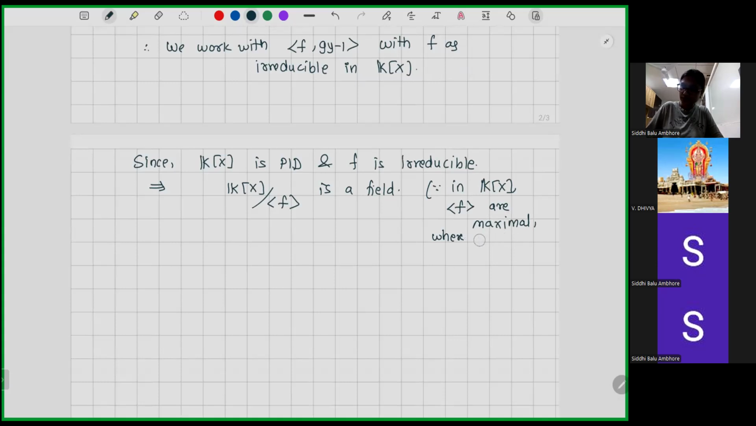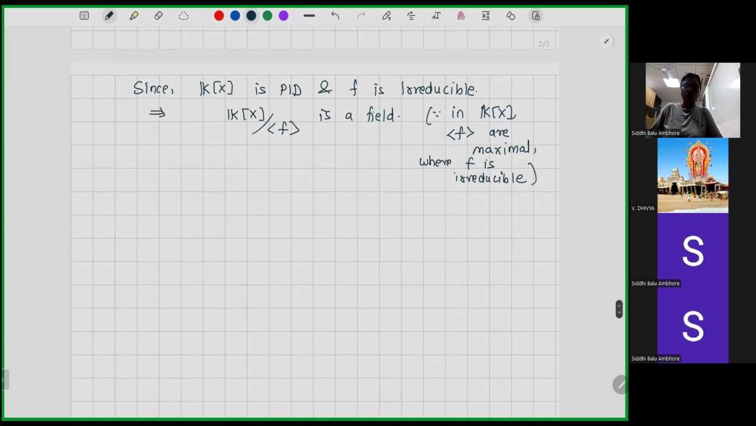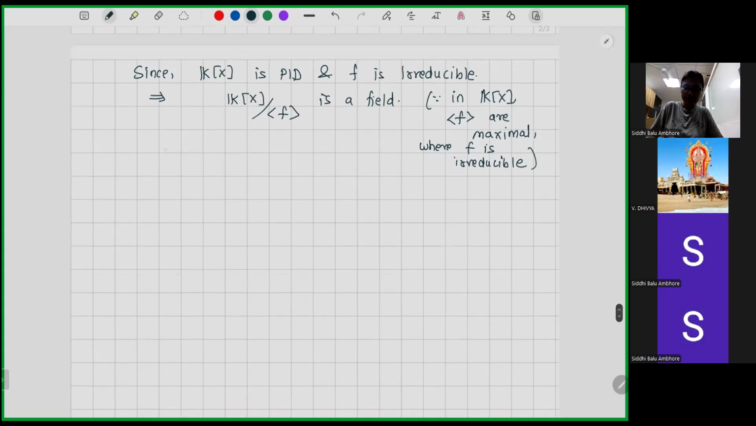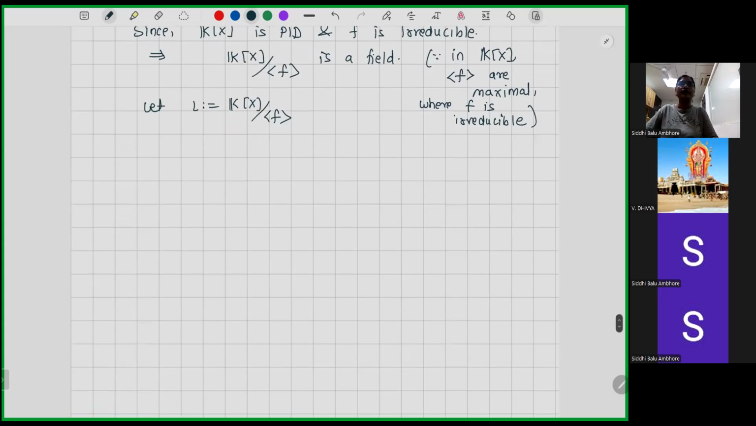f is irreducible. Okay, so let us rename this and call this field L. This is a field because f generates a maximal ideal. So K[x] mod f must be isomorphic to some field. Since this is K[x] quotiented by f, this x must be some alpha.